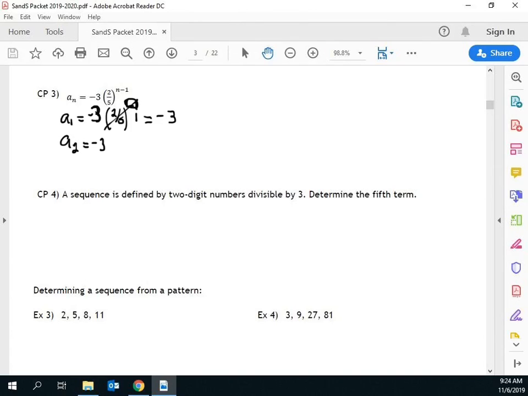a2: -3 times 2/5 raised to 2 minus 1. 2 minus 1 is 1. 2/5 to the first power is 2/5. -3 times 2/5. Multiplying whole numbers times fractions, what do we do, guys? Put it over 1 and just multiply across. What's -3 times 2? 1 times 5. There you go.